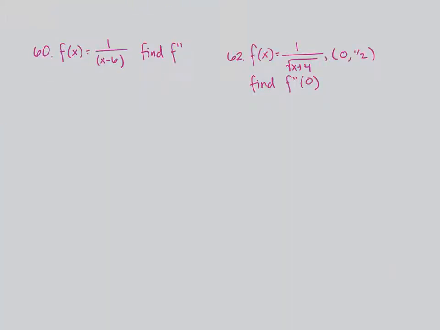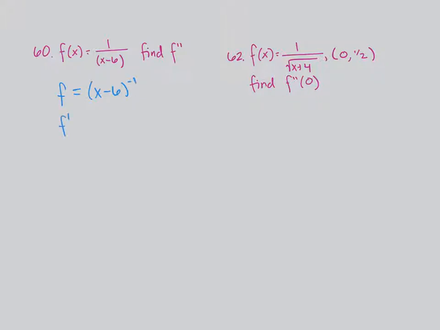Last thing we're going to look at is what we kind of started to look at at the end of class on Thursday for D block. Okay, so in 60 it says f of x is equal to 1 over x minus 6. Find the second derivative. So remember, second derivative is just taking the derivative a second time. So f prime, in order to find that, I need to first move up that x minus 6. This is (x minus 6) to the negative 1. That way I don't have to do quotient rule.